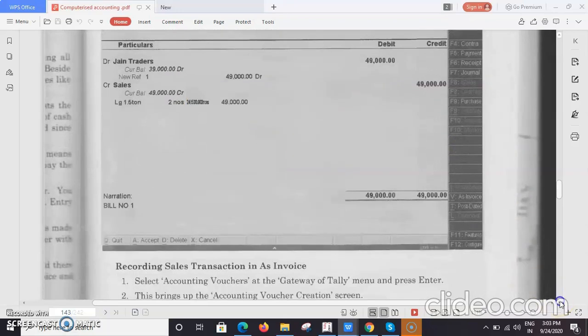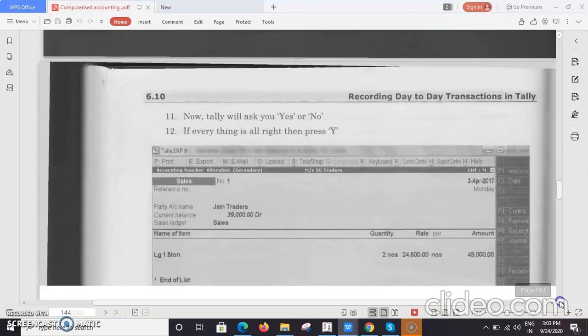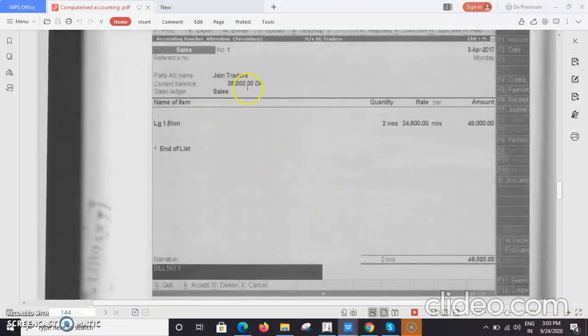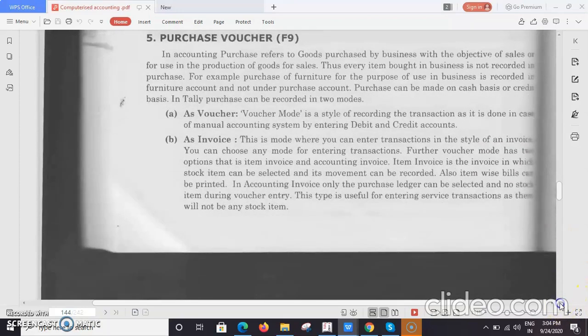But in case of invoice mode, see here: party name, which ledger, sales ledger, or which stock item you are selling, how much quantity, rate, amount. In case of voucher mode, all these are not available. In case of purchase also it is the same: cash purchase, credit purchase, and in that, voucher mode and invoice mode.